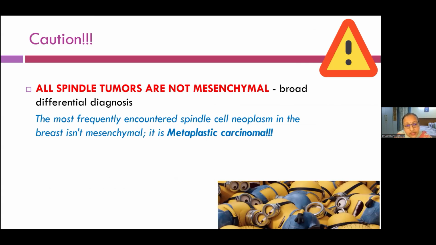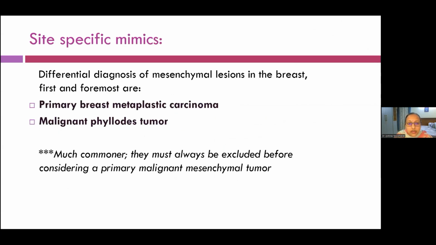All spindle tumors are not mesenchymal. So you have to have a very broad differential diagnosis. The interesting fact is that the most frequently encountered spindle cell neoplasm in the breast isn't actually mesenchymal. It is a metaplastic carcinoma. So that brings us to this very important point, the site-specific mimics of mesenchymal tumors in the breast. So first and foremost, they are the primary breast metaplastic carcinoma and malignant phyllodes tumor.